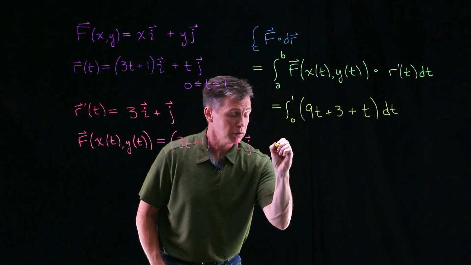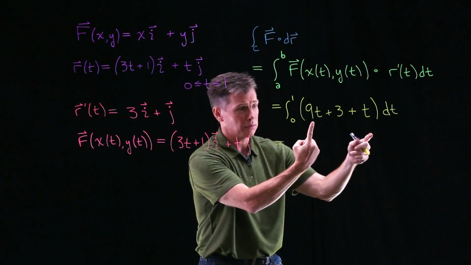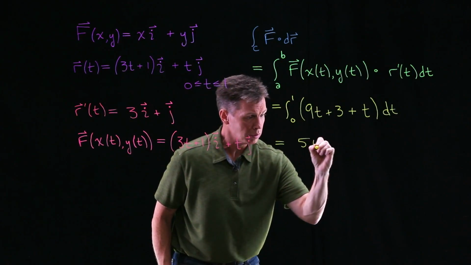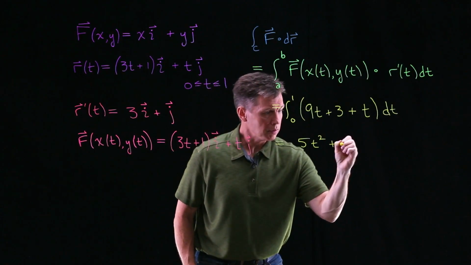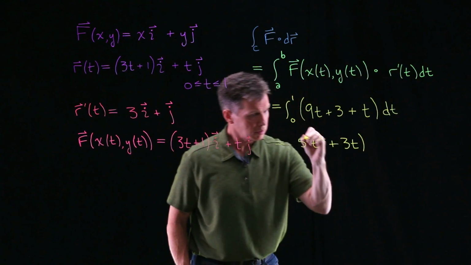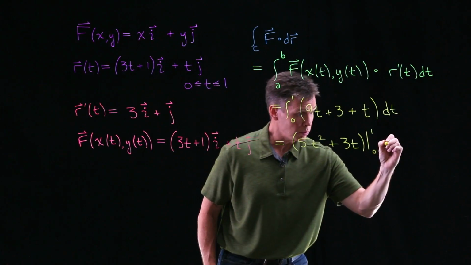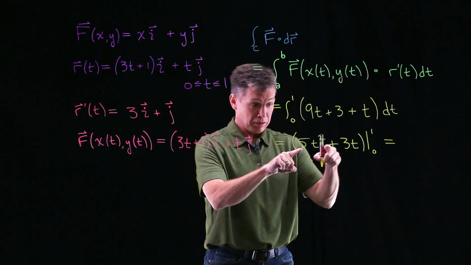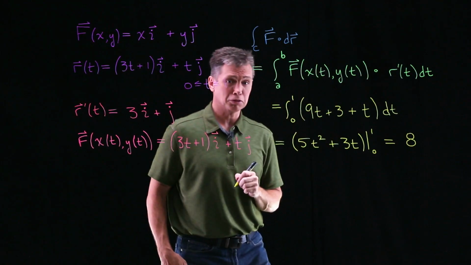So let's do this. This equals 9t plus t is 10t. Let's integrate that by bumping it up to t squared and dividing by 2. So the 10 divided by 2 will be 5, plus the 3 is just going to anti-differentiate to 3t. And I do have my limits of integration from 0 to 1. I know you love 0 and 1 at this point for plugging in values. 5 plus 3 is 8, and subtract 0, we got a nice answer of 8.